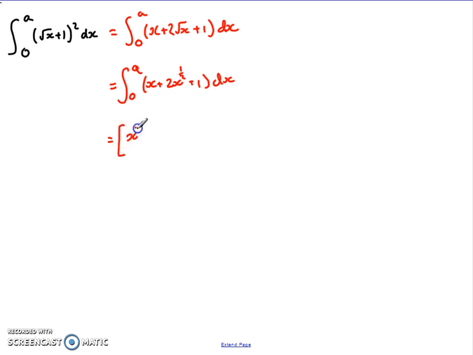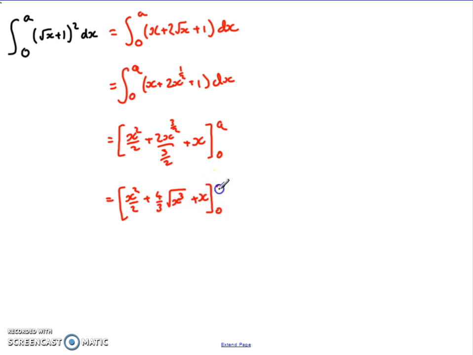Integral of x, that becomes x squared over 2. It's then plus 2x raised to the power 3 over 2, and divide by that new power of 3 over 2. 1 simply becomes x. It's from 0 to a, there are limits. So we can simplify this a little bit. x squared over 2, well, that can stay as x squared over 2. Plus, well, 2 over 3 over 2, flip the 3 over 2 and it becomes a times. That gives me 4/3 as my constant. And this x to the power of 3 over 2 simply becomes the square root of x cubed. Then plus an x there. And that's between 0 and a.